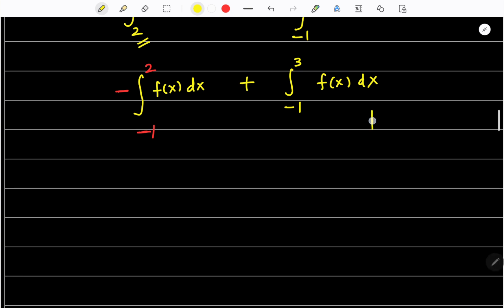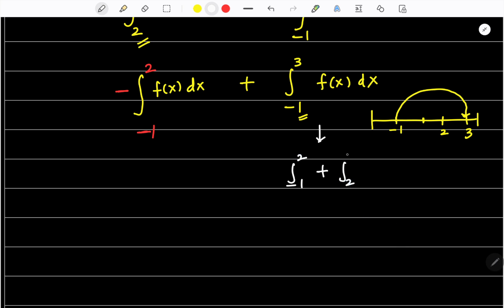So let me draw the line first. Yes, here is 0, there is minus 1, there is a plus 2, and there is a plus 3. Right. So look here, this is minus 1 to 2, it's going from here to here. But minus 1 to 3 is going from here to here. So I'm going to write this part as minus 1 to 3 plus minus 1 to 2, and then plus 2 to 3. Okay, f of x dx is there. I just write it, no problem.